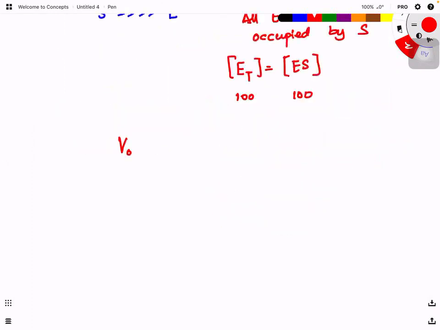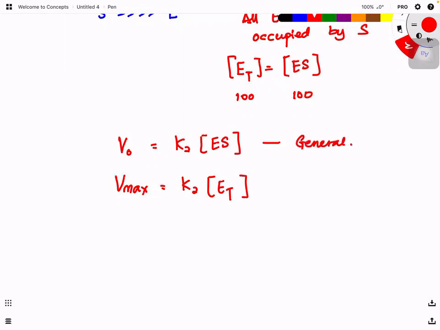So any rate of reaction equals K2 multiplied with the ES complex. Correct or not? Okay, so when Vmax takes place, all my ES complex also equals my total enzyme, correct or not? Right? This is general. Generally, the rate of reaction depends on how fast ES complex can be formed, and this is specific. Why is it specific? Because I want the particular rate of reaction, which is the maximum rate of reaction.